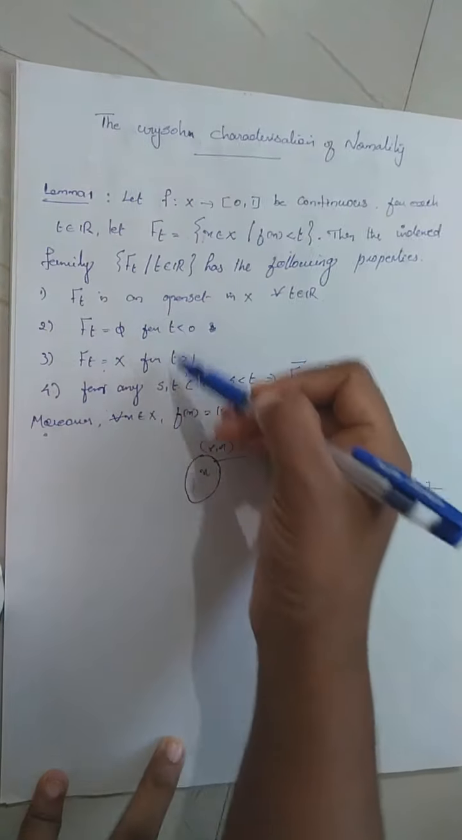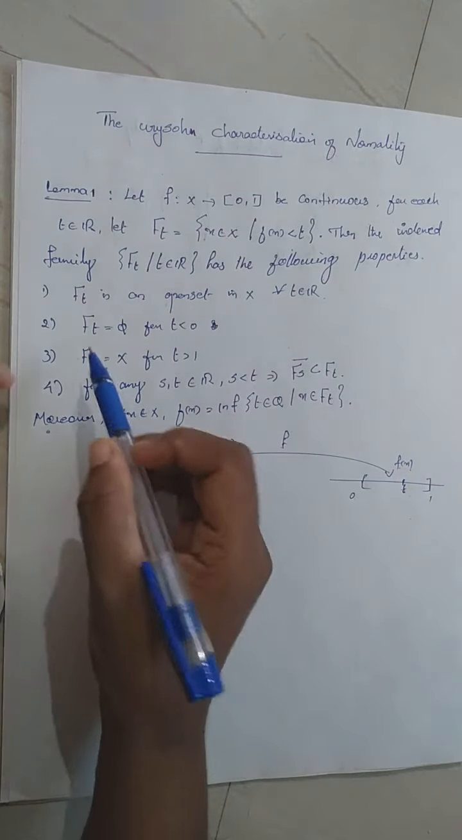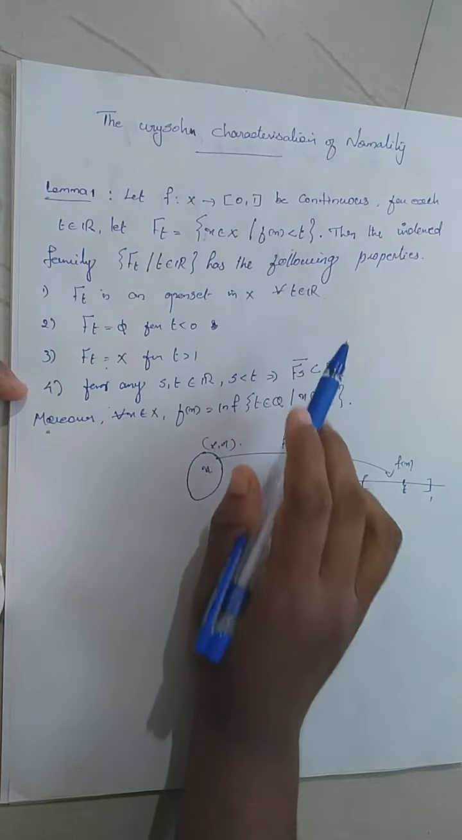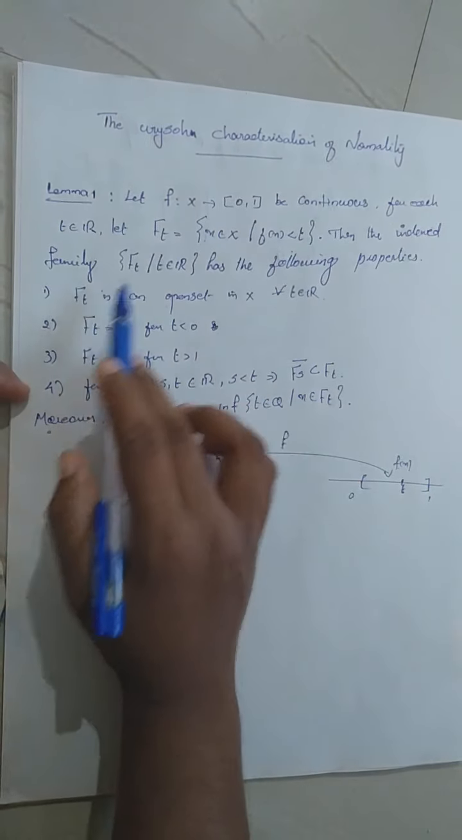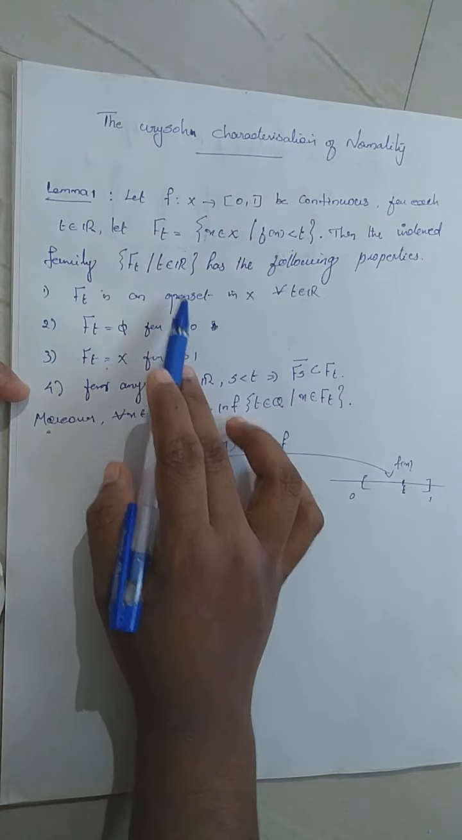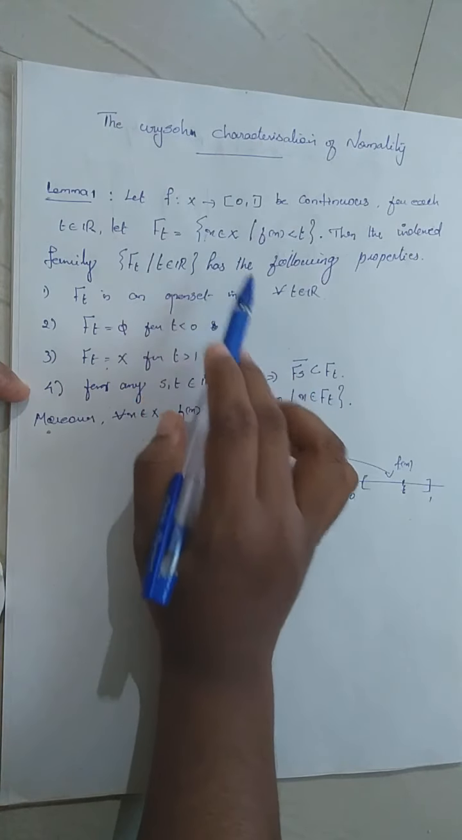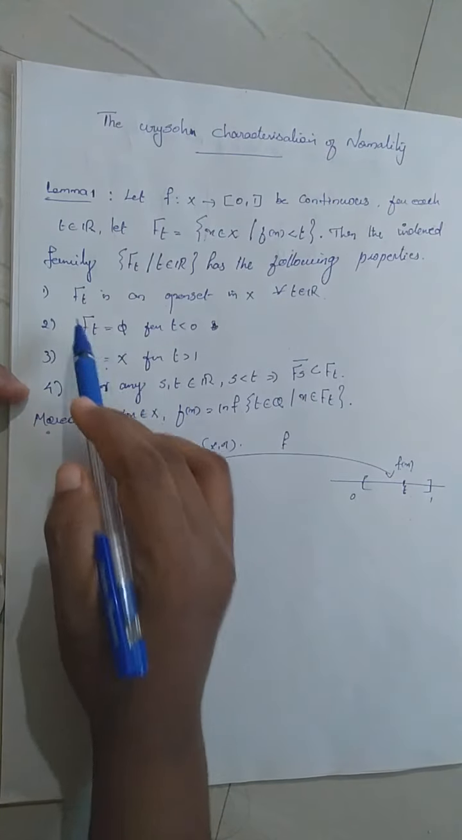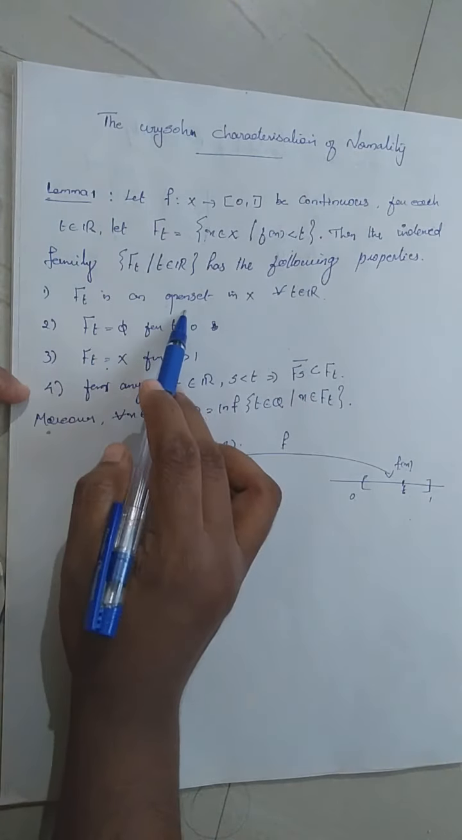These are the properties of f_t that we need to prove. The first one says that f_t is an open set in capital X for every t in R. If you consider any f_t, it is a subset of capital X because it takes elements in capital X, and we will prove that each f_t is an open set.